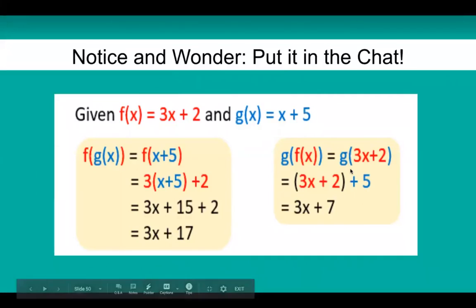Add a notice or a wonder into the chat about what you're looking at right here. And it could be about anything. All right, let's go ahead and open up Notice and Wonders.